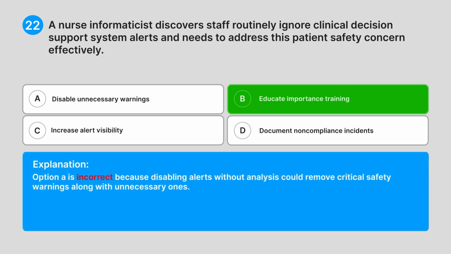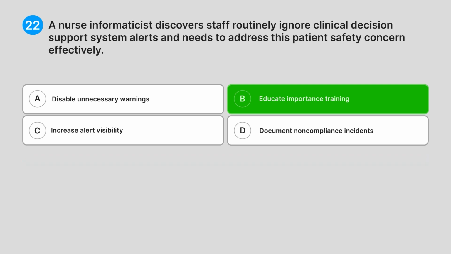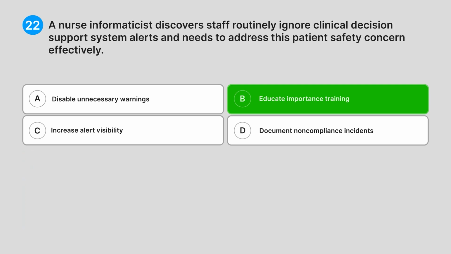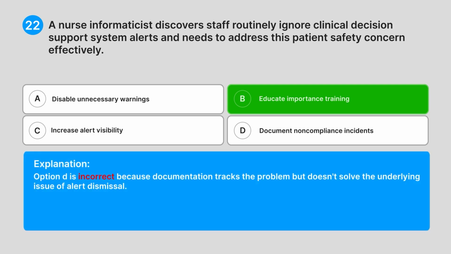Option A is incorrect because disabling alerts without analysis could remove critical safety warnings along with unnecessary ones. Option C is incorrect because making ignored alerts more visible won't address why staff dismiss them without consideration. Option D is incorrect because documentation tracks the problem but doesn't solve the underlying issue of alert dismissal.